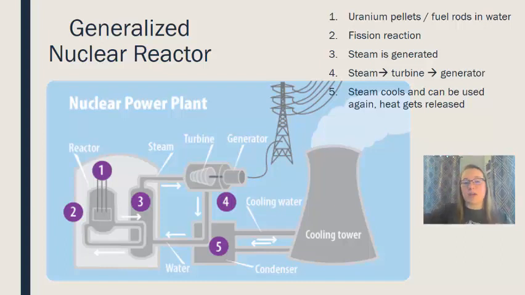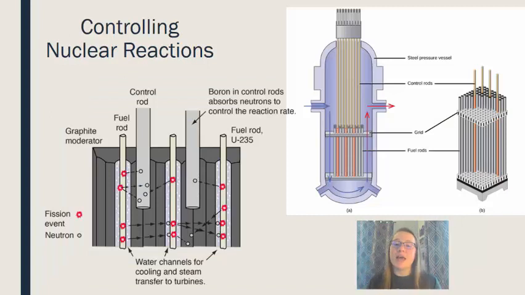And that steam then goes on to a turbine to spin a generator to make electricity. And that steam is then cooled in a condenser. And that condenser has an additional loop going out to a cooling tower that helps to recycle this entire process.